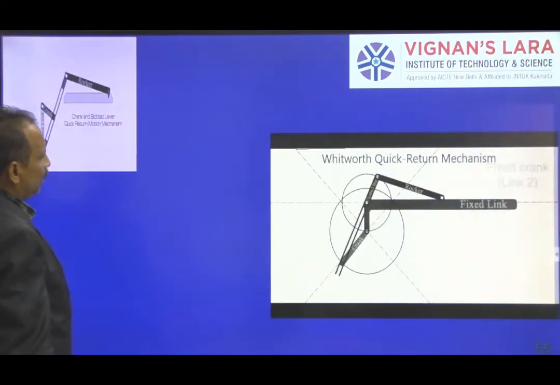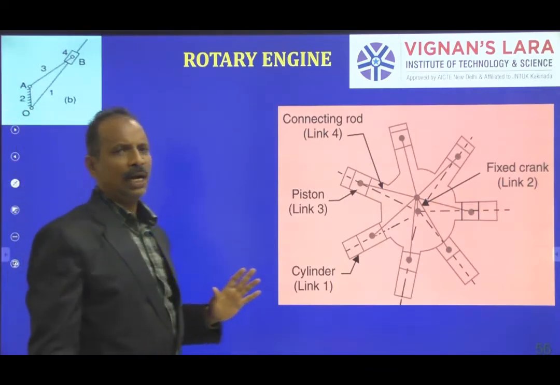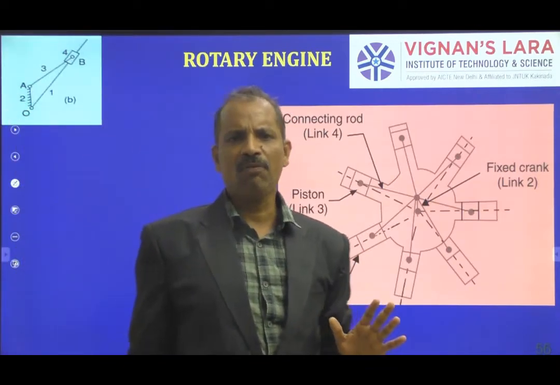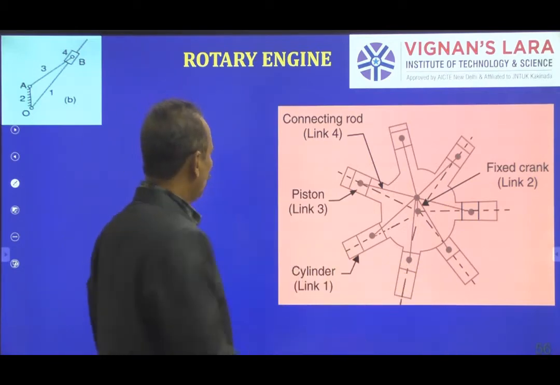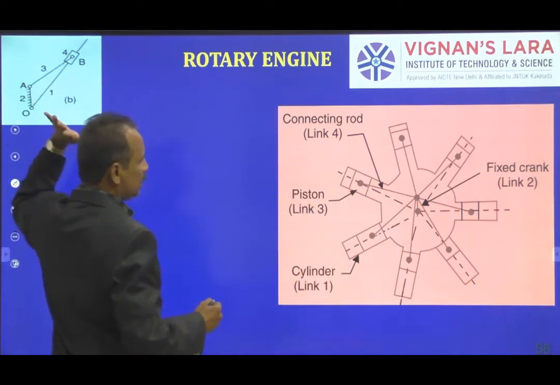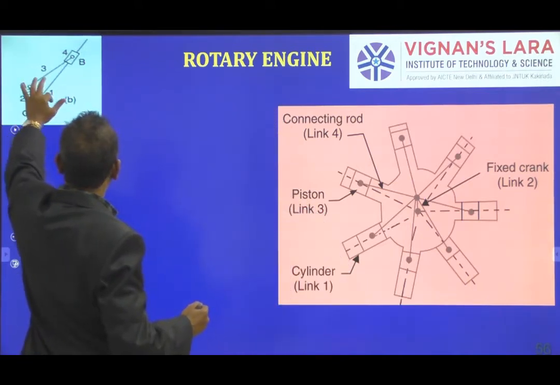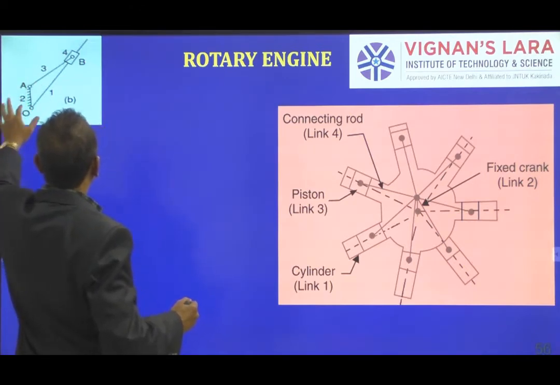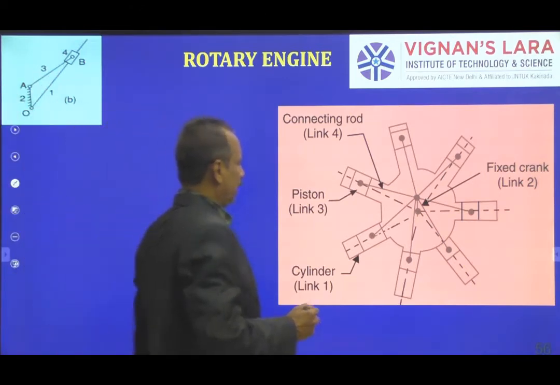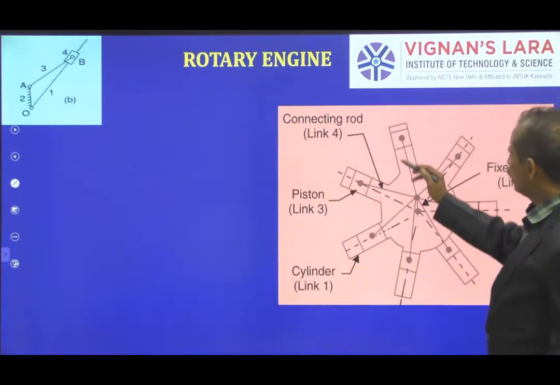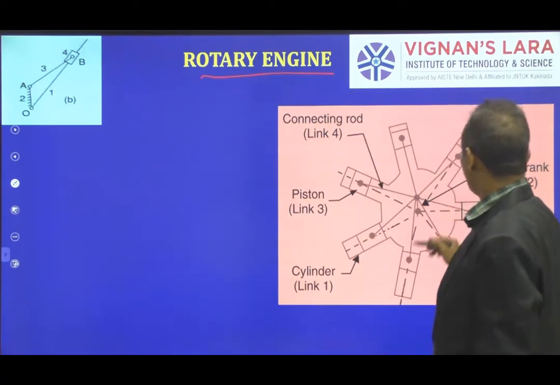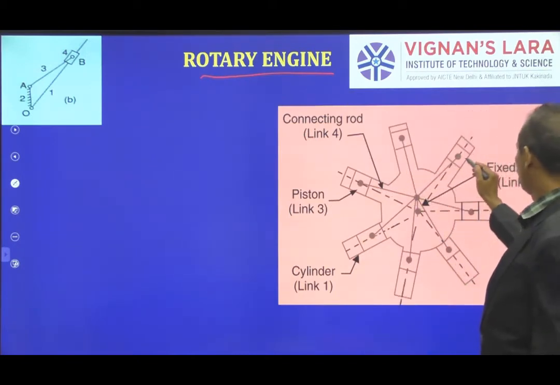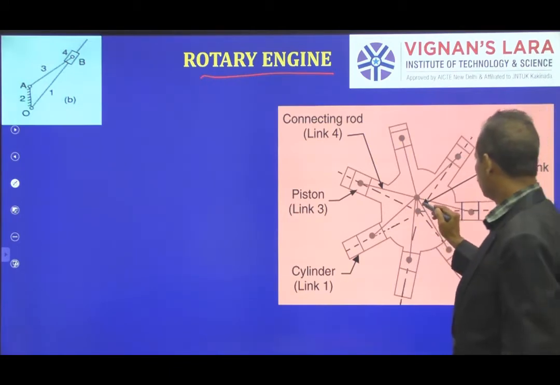This animation we have already observed. This is another inversion of the single slider crank chain, by fixing link number 2. Link 2 is fixed, link 3 is rotating, and link 1 is also rotating at the end. This gives an engine called a rotary engine, where you can observe there are n number of connecting rods and n number of pistons, but one crank. This is the one crank.